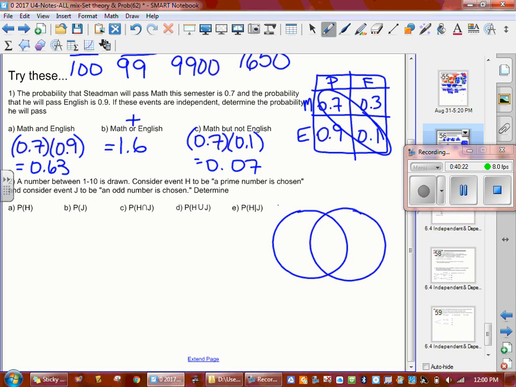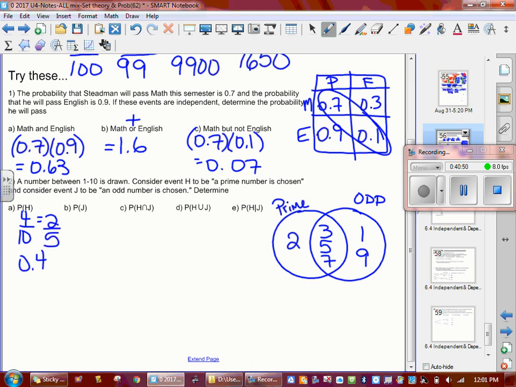Further down, if you actually drew a Venn diagram of what was described here, we have prime numbers and then we have the odd numbers from 1 to 10. So if you were to split it up like that in a Venn diagram, now all you need to know is H is your prime number. So we want probability of prime, which is 4 in 10, which is 2 in 5, which is 0.4. Probability of an odd number, 5 in 10, which is half, so 0.5.